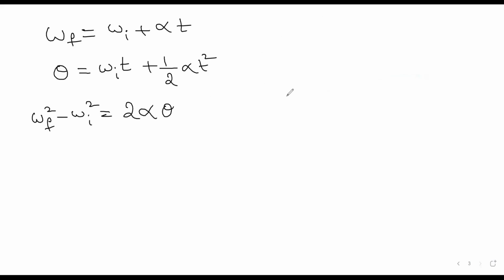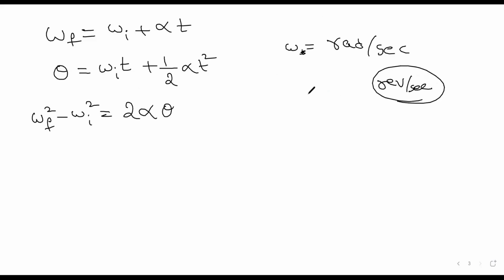And just one thing to note, when you are calculating this omega final and omega initial, they will be given in radians per second. We have to convert it to revolutions per second by multiplying with 2 pi. Remember this.